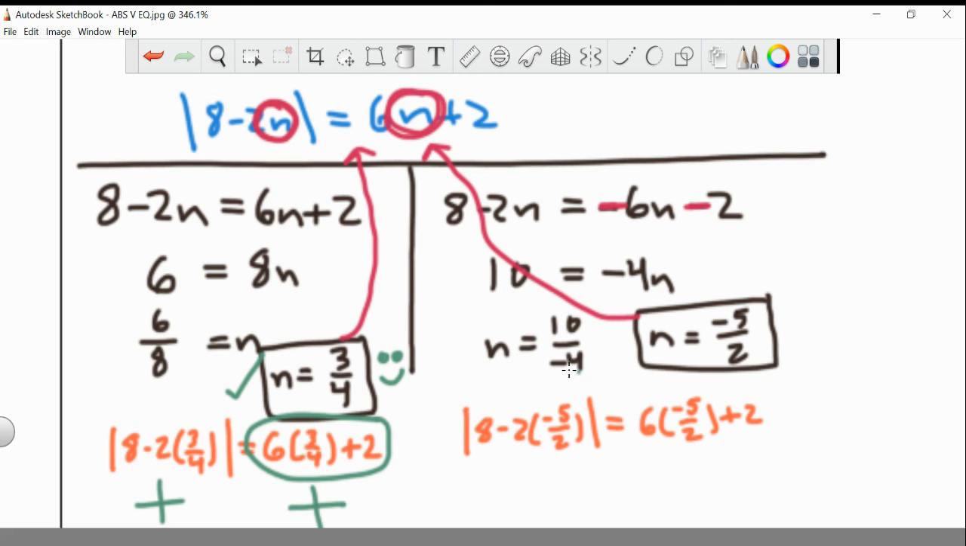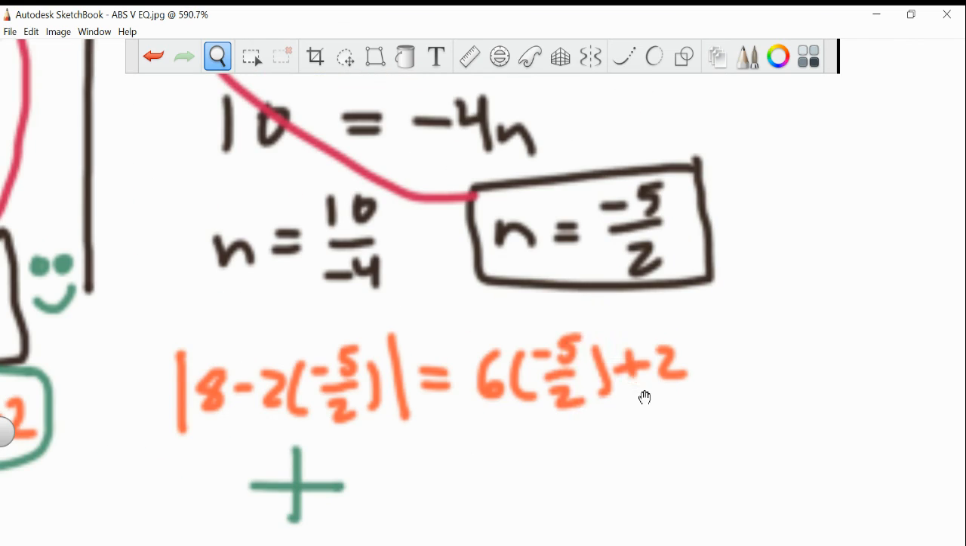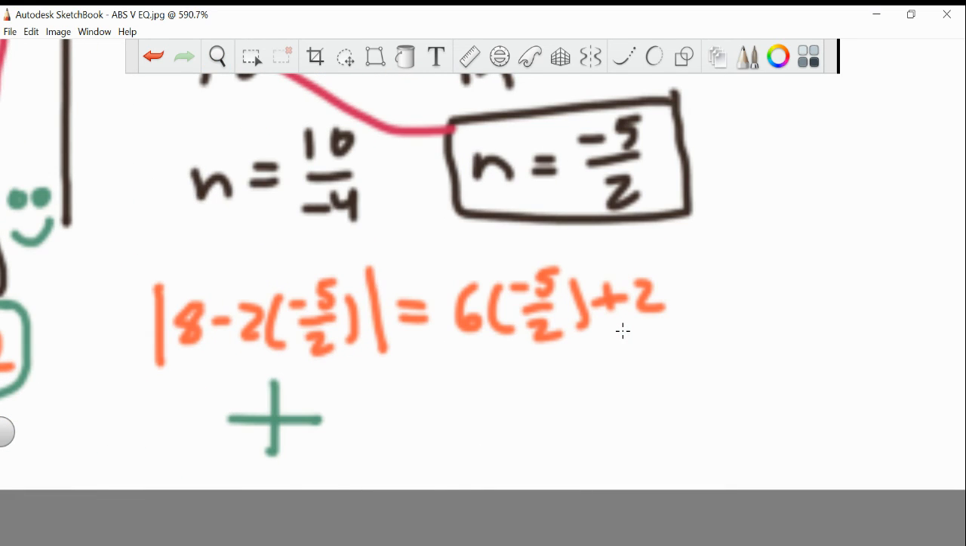Now on the right side, doing the same thing, I know that the absolute value is going to be positive. And this is a little bit trickier, okay? 6 times negative 5/2 plus 2. Okay, so I know that when I multiply a positive times a negative, that's going to make a negative number.